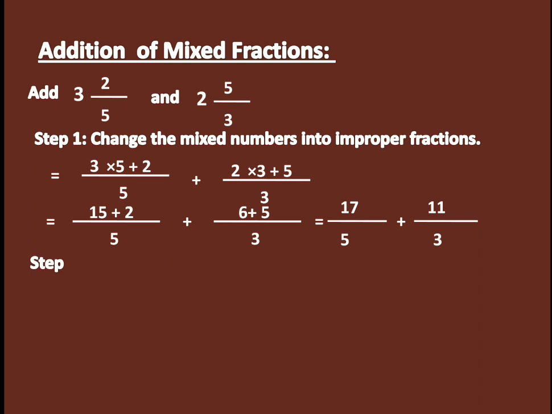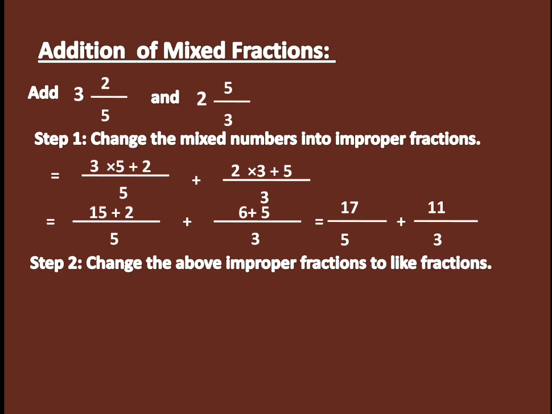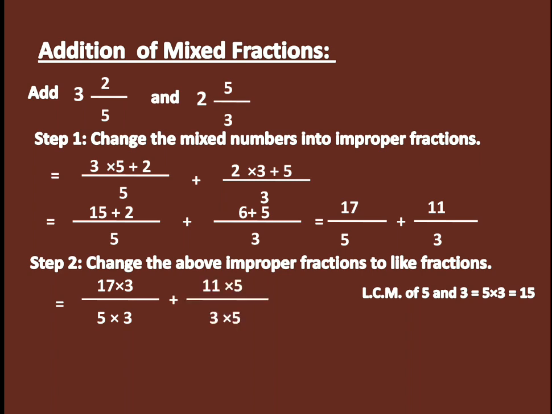Now, step 2. Change the above improper fractions to like fractions. We should find the LCM of the denominator. So, LCM of denominator 5 and 3 is equal to 5 into 3 is equal to 15. So, equal to 17 into 3 by 5 into 3 plus 11 into 5 by 3 into 5 is equal to 51 by 15 plus 55 by 15.